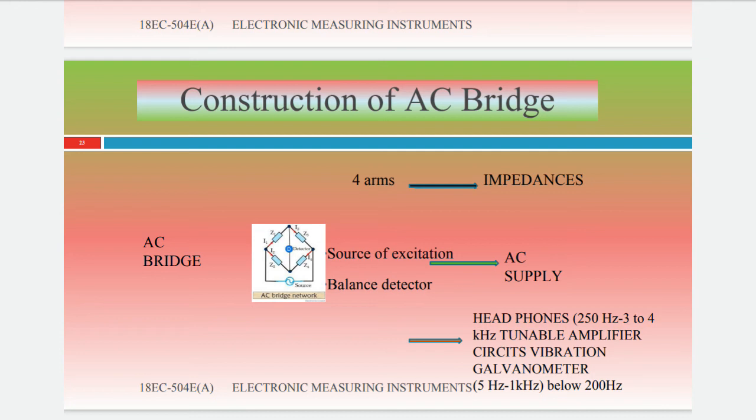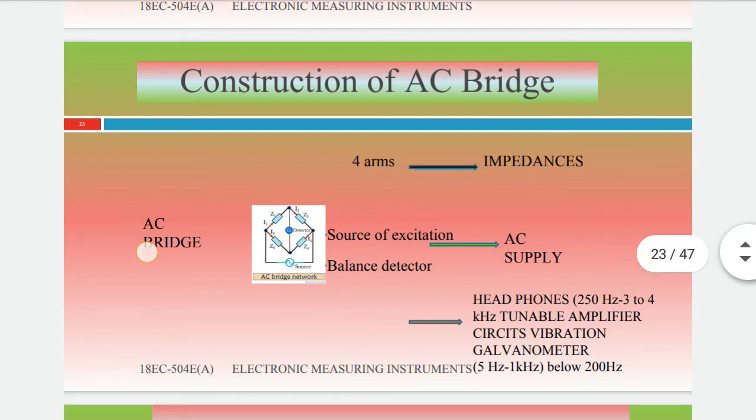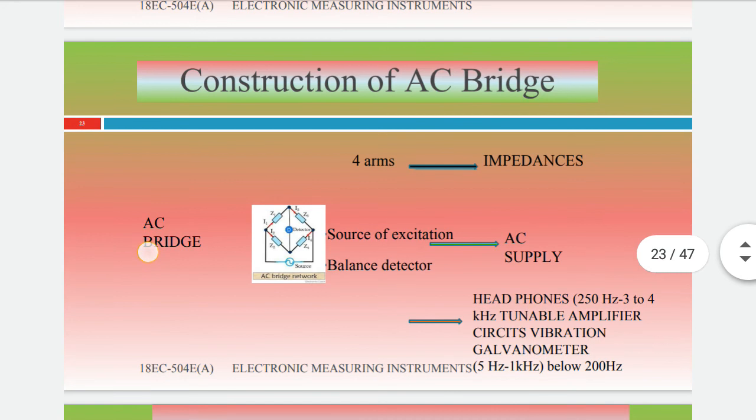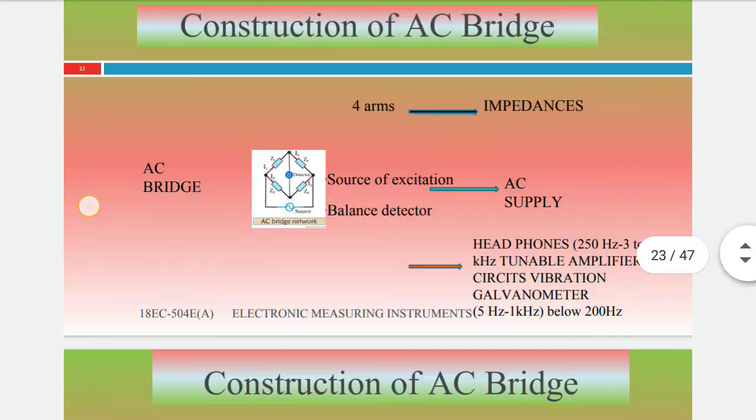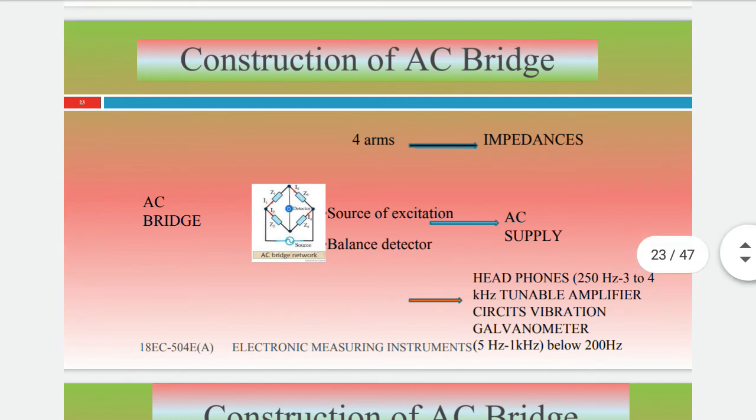Previously we have seen ohm meters based on construction, that is, the series type ohm meter and the shunt type ohm meter. By using the series type and shunt type ohm meters we can measure resistance, but by using those ohm meters we can't get accurate values.